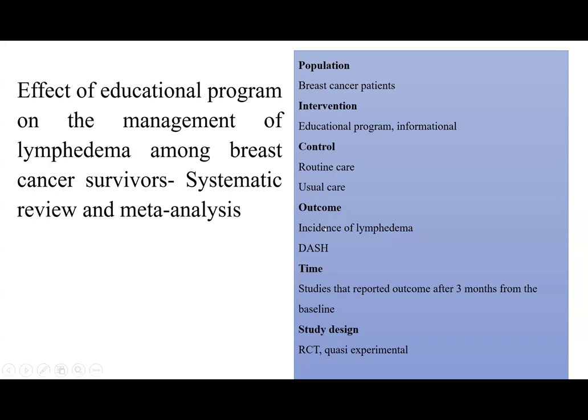Sometimes we measure with the help of arm circumference, sometimes with the help of volumes. Next is the incidence of lymphedema. We need to write here what kind of diagnostic evaluation or diagnostic criteria we are using to measure that outcome. And I also take a dash, that is disability in arm, shoulder, and hand. So this outcome will be for the lymphedema.